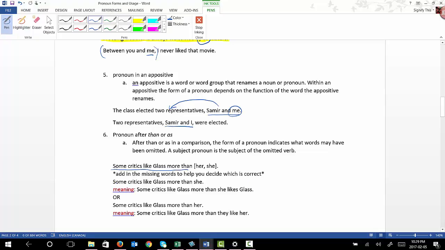So if you want to say some critics like Glass more than she, what you're actually saying is some critics like Glass more than she likes Glass. Okay? But if you aren't meaning that, you would say some critics like Glass more than her. And what this means is that some critics like Glass more than they like her.